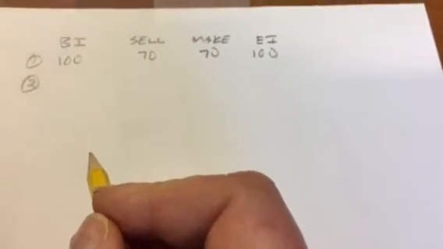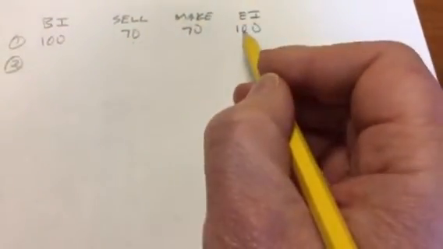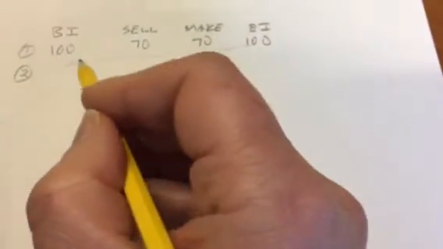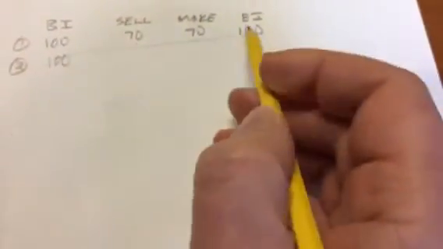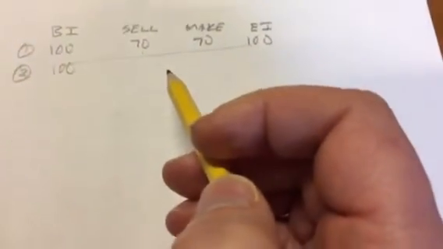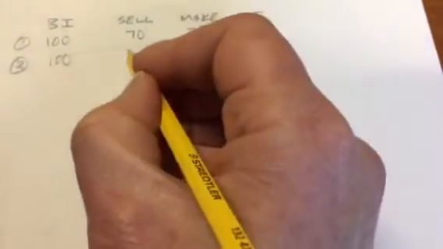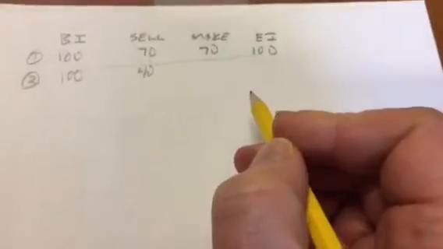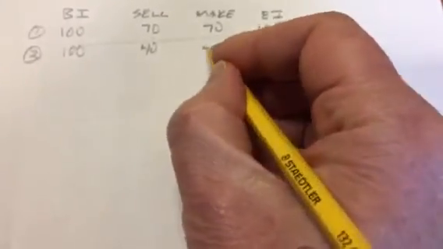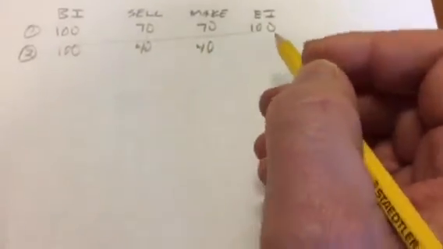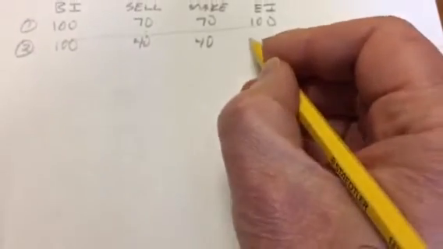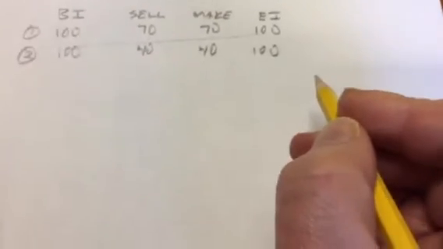Now we're planning another week out. We're going to have a planned beginning inventory of 100, right? Because that's what we ended the previous week with. Let's say our forecast says we're going to sell 40, so we're going to plan to sell 40, and we're also going to plan to make 40. So now what's our ending inventory? Our ending inventory is 100.